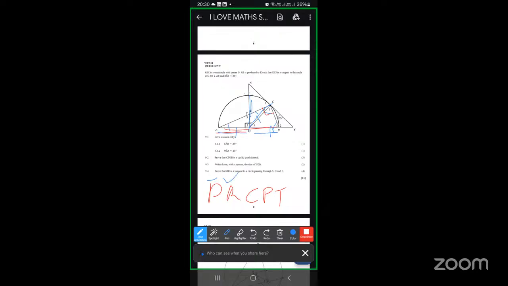And then, is there a cyclic quad? No, sir. Then we can simply pass that. Are there any parallel lines? No, sir. We can simply pass that. Is there a tangent? Yes, sir.